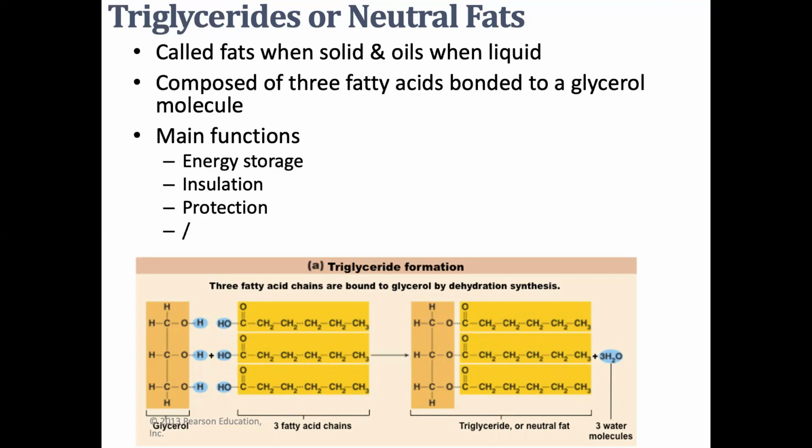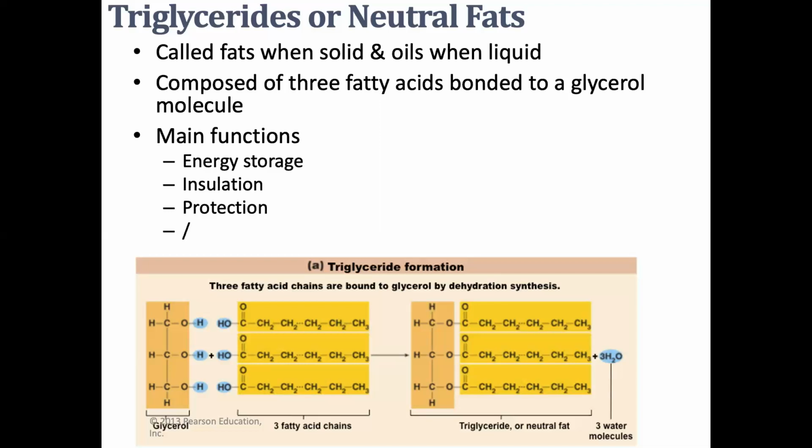Okay. The main functions: energy storage, insulation, protection. In our body, our fat helps to hold in our body heat. It helps to pad and protect our internal organs. Okay. But it also is our major body's pantry. This is where we store a lot of our extra energy, which is why if you burn calories and eat less, you lose body fat. Okay, that's how exercise and diet work. So you cut down on the amount of calories going in, you burn more of the calories that you store, you lose weight.